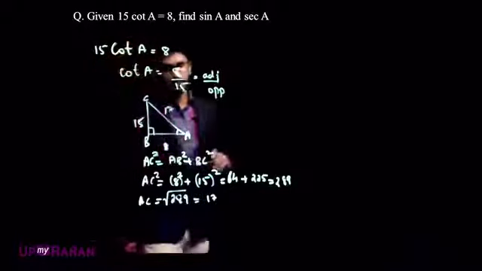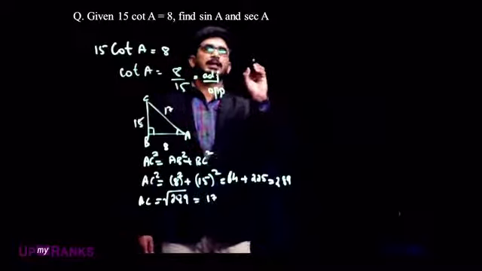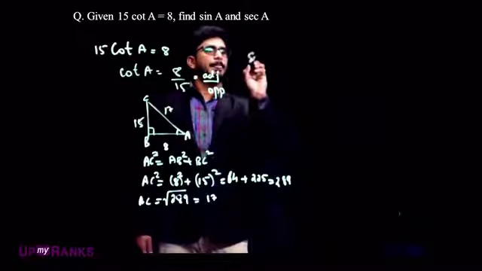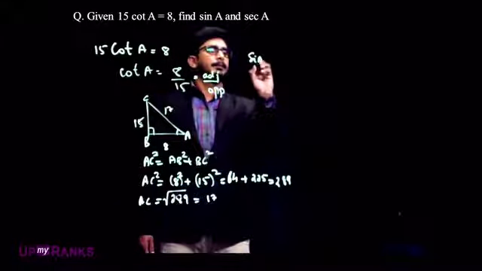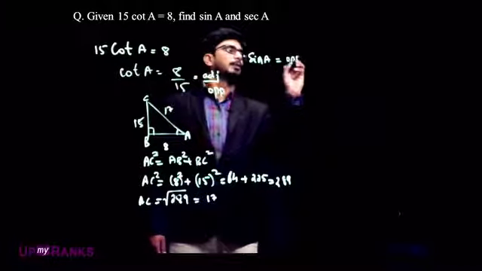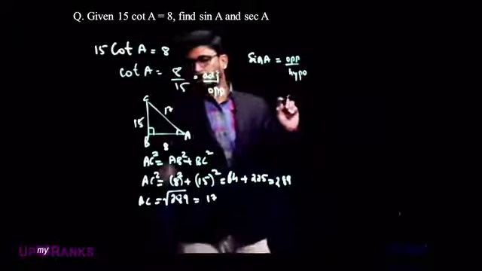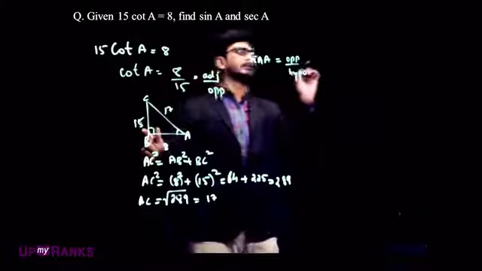Now children, it will be easy for us to find sin A. What is sin A, children? Sin A is equal to opposite by hypotenuse. So the opposite side: sin A is 15 by 17.